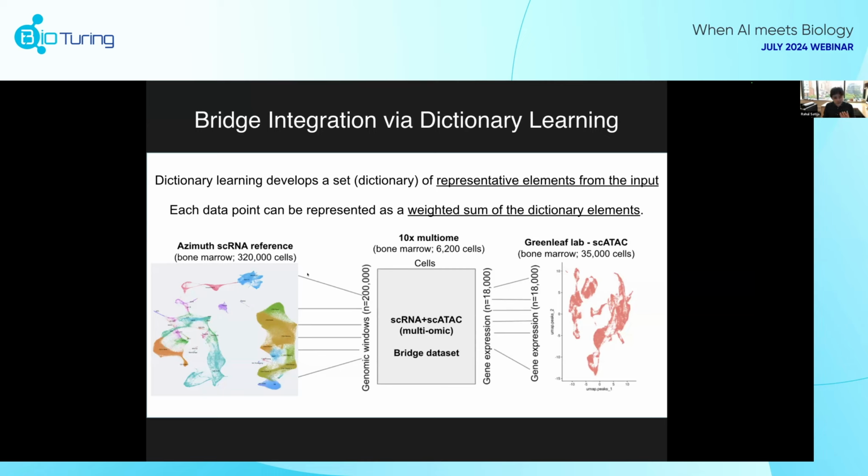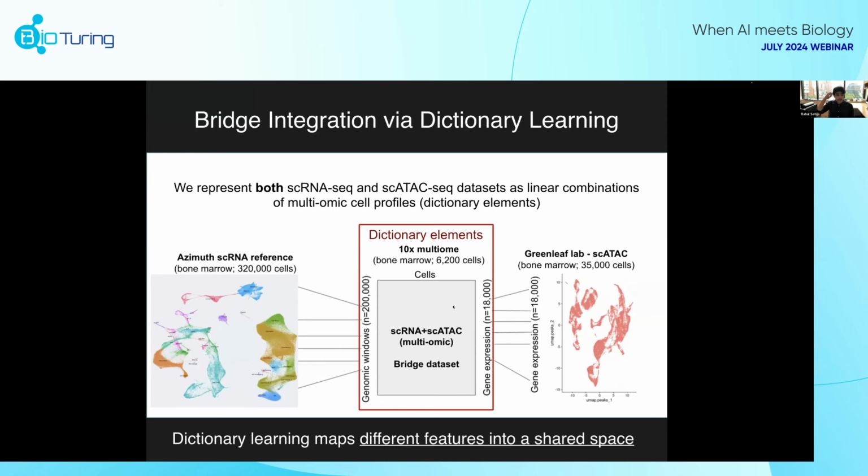Remember that the essence of dictionary learning is that it wants to represent a data set based on a combination of individual dictionary elements. That's what we're trying to do. So pretend that each cell in the 10x multiome data set is a dictionary element, and that this multiome defines the dictionary. We're going to take each single-cell RNA-seq cell, and represent it as a weighted combination of each of the dictionary elements.